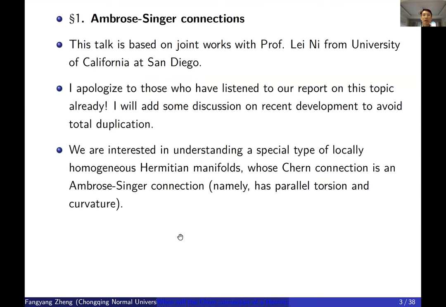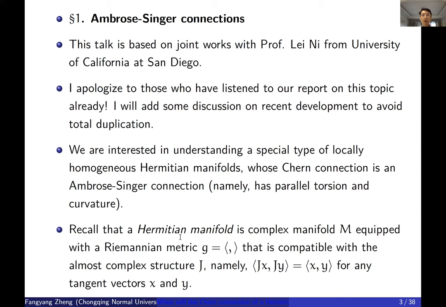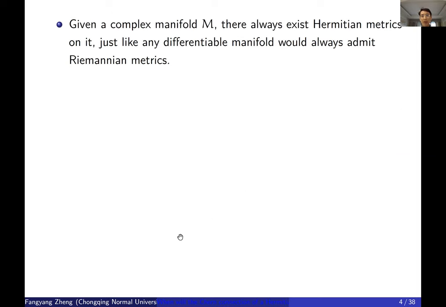So, we're interested in understanding a special type of locally homogeneous Hermitian manifold where the Chern connection is Ambrose-Singer. Ambrose-Singer means having parallel torsion and curvature with respect to the connection itself. First of all, for those in the audience who might be less familiar with complex geometry, let's recall that a Hermitian manifold is just a Riemannian metric on a complex manifold where the metric is compatible with J, the almost complex structure. Just like given a differentiable manifold, you always have a Riemannian metric, given a complex manifold, you always have a Hermitian metric. So in itself, it's not a restriction.